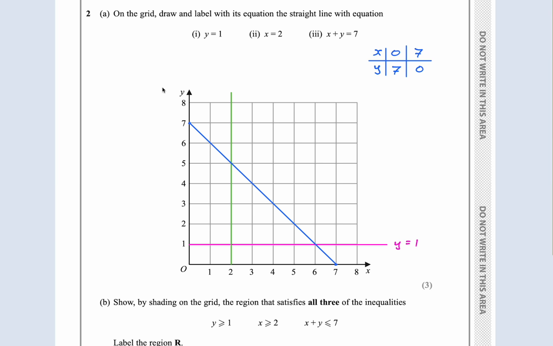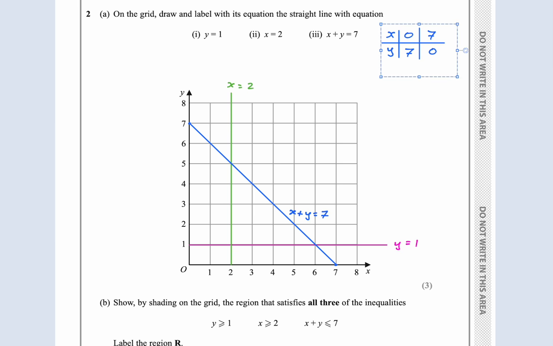So guys, it did say to label the equation, so I'm going to call this one x plus y equals 7, this is y equals 1, this is x equals 2, and those are my 3 equations. If you don't like this fancy way of doing it, guys, you can just rearrange this into y equals 7 minus x, or minus x plus 7, and then you can use your calculator with the table to get some points, and then you can draw it that way, and that's perfectly fine.